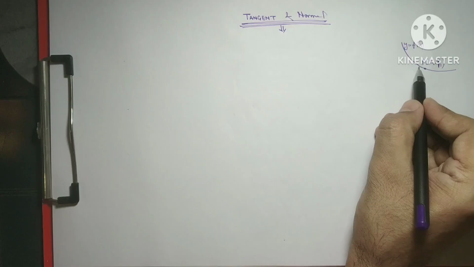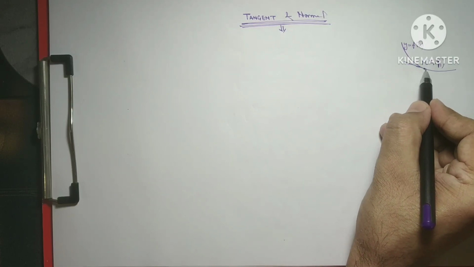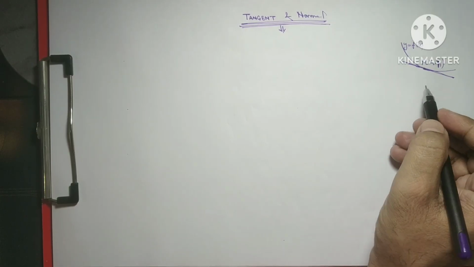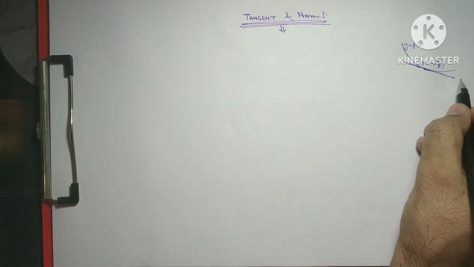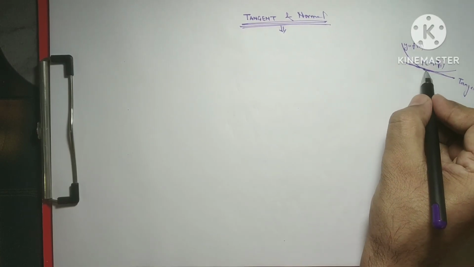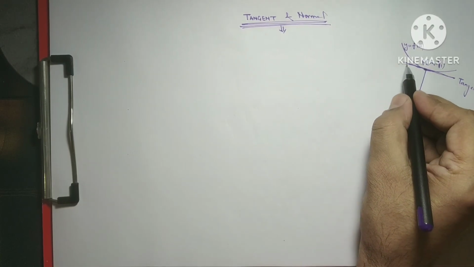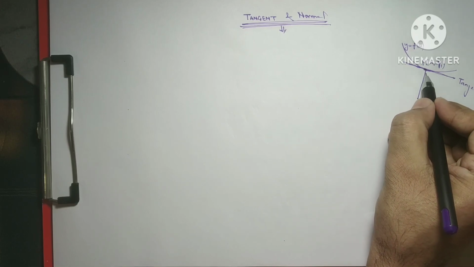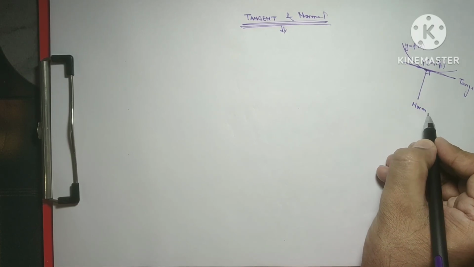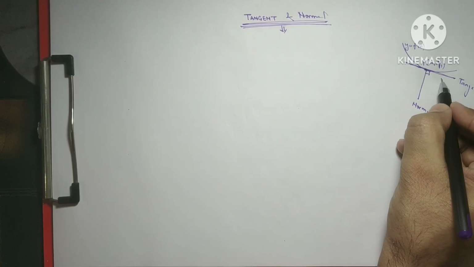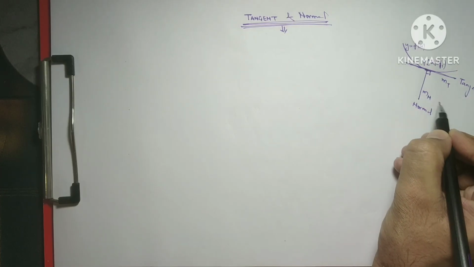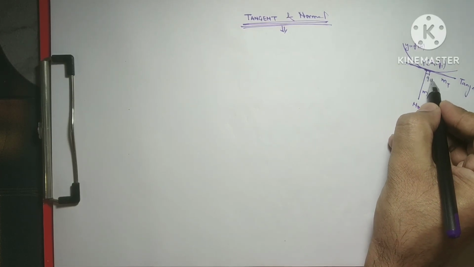So tangent means a line which touches the curve at the given point P, and this is tangent, and the perpendicular line on this line is normal. The slope of tangent is mt and the slope of normal is mn, and these are perpendicular.